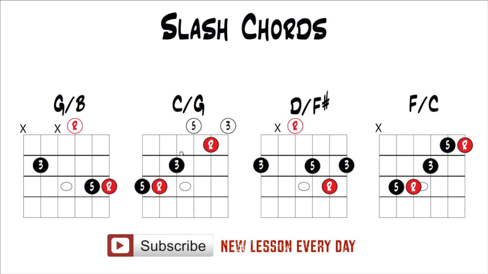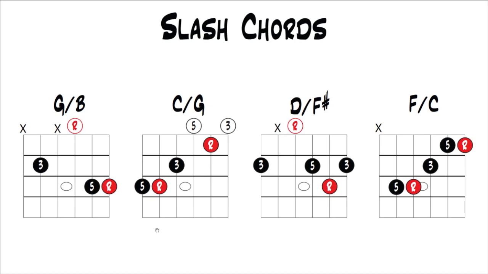Or another really common one is a C/G. You have your regular C major chord right here, but you can add the G in right here, which is a fifth, and make that your lowest note. This is a really common way to play a C major chord, by adding this G in the bass because it makes it a lot fuller sounding. A lot of players will play this exclusively when they're playing a C major open chord just because they like the sound of that.